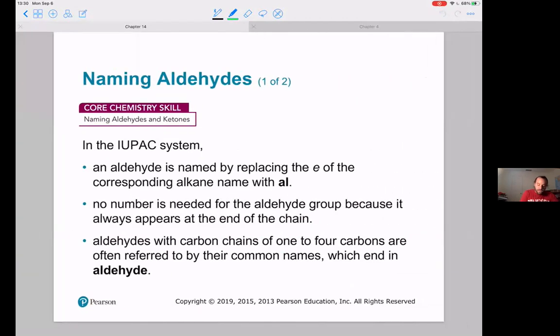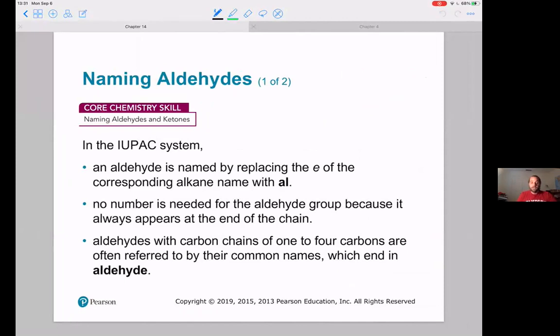In terms of naming, we'll talk about properties like boiling point and solubility and all that good stuff in the next lecture. This lecture, the main focus is going to be naming these different functional groups. We're going to start off with aldehydes.